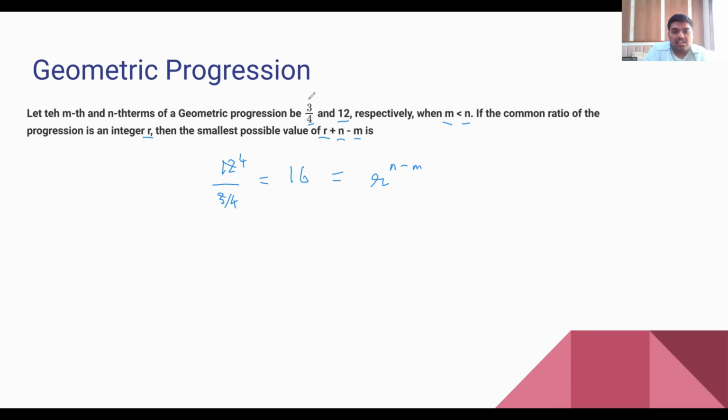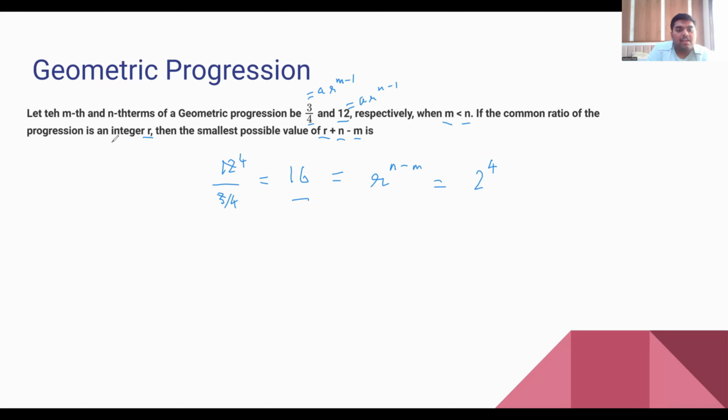Because 3 by 4 is equal to ar to the power m minus 1, and this is equal to ar to the power n minus 1. So 16 is equal to r to the power n minus m. Now, what is the value of 16 in the exponential form? It is equal to 2 to the power 4. Now, 2 to the power 4 is equal to r to the power n minus m.